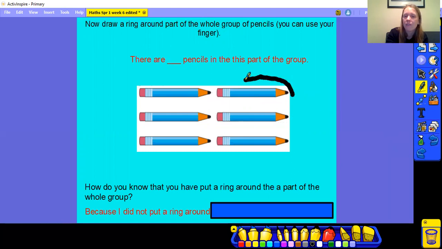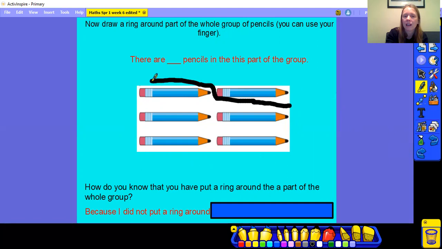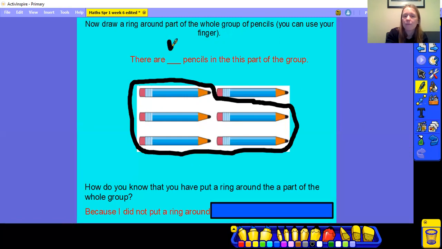Or I could have done this. And this time, there are three pencils in this part of the group. Maybe you did this. And there are four pencils in this part of the group. Or maybe you did this. And there were five pencils in this part of the group.